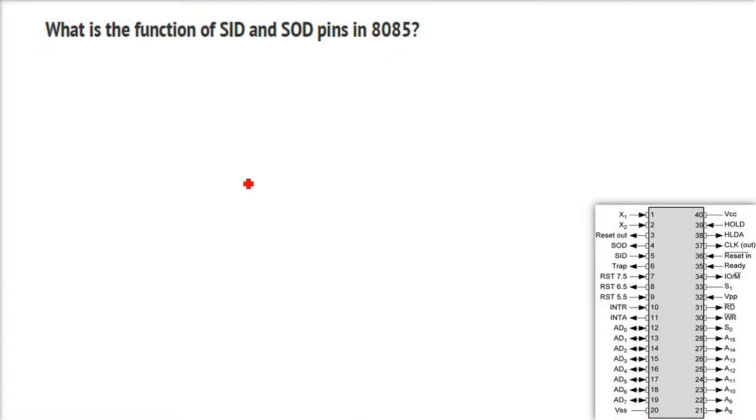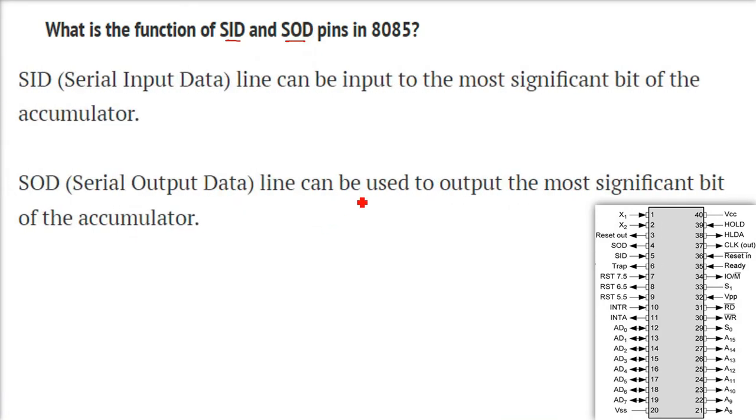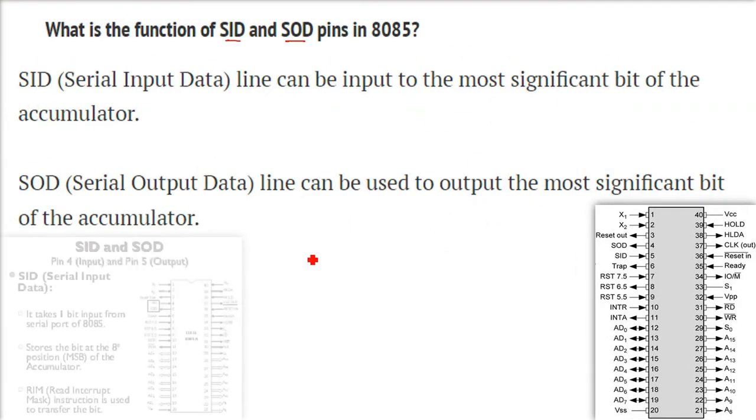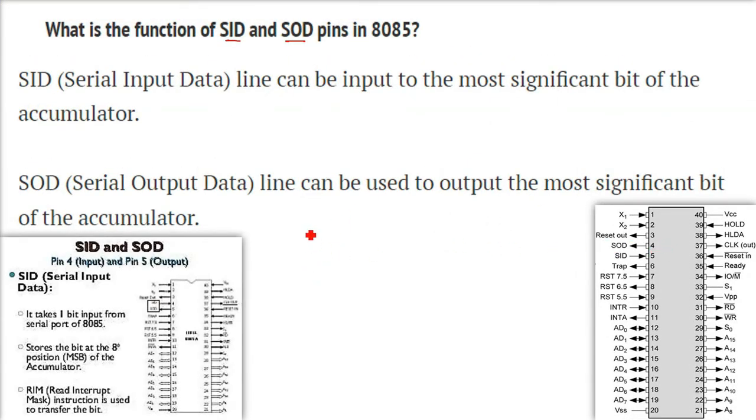What is the function of SID and SOD pins in 8085? See, 8085 has multiple pins. It has almost 40 pins. So there are different names for different pins. SOD and SID, if you know the full form, you will be able to know what it does. SID is serial input data, and SOD is serial output data.